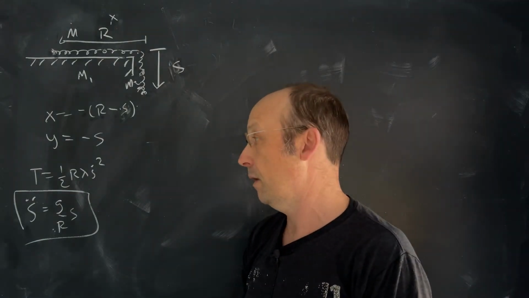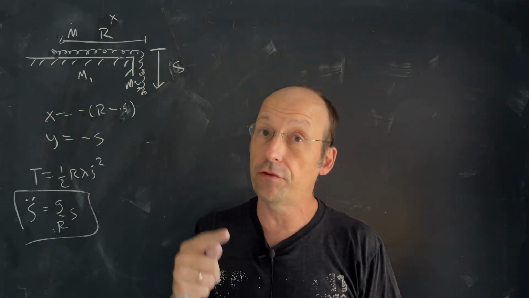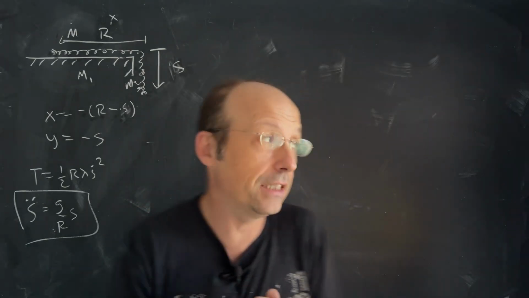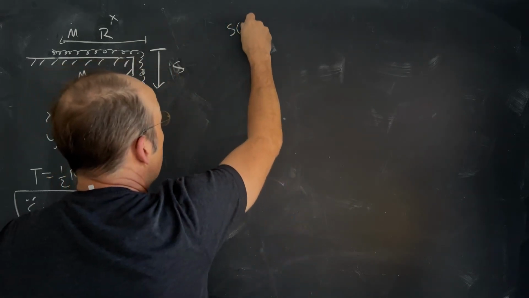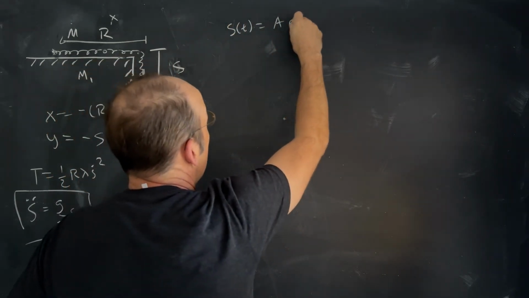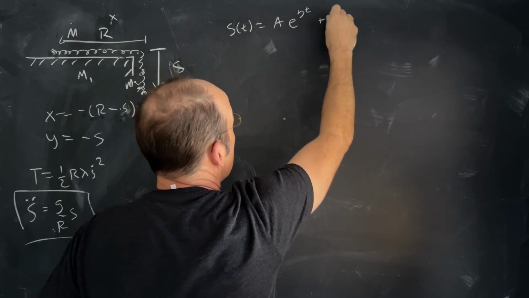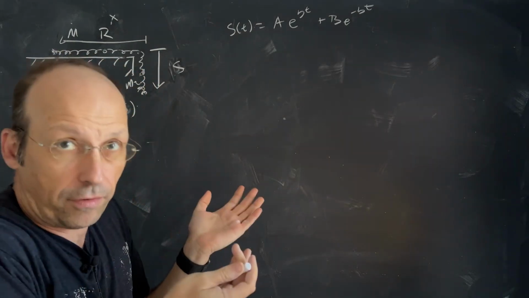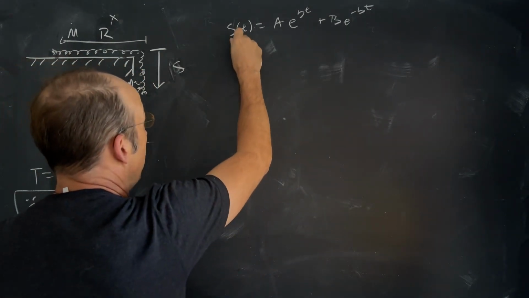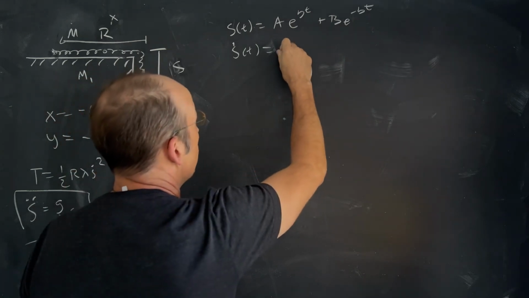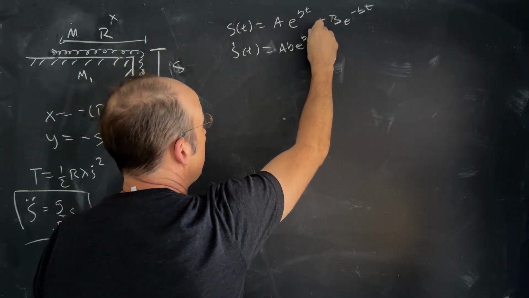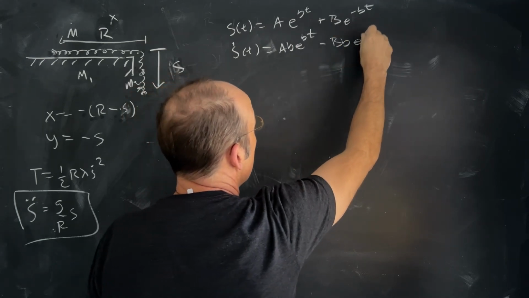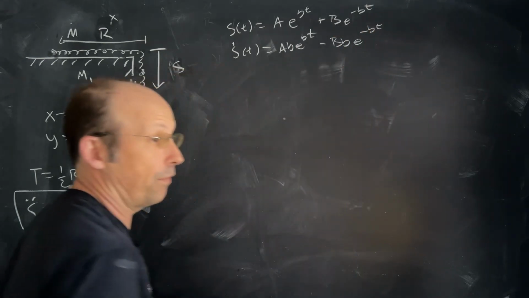There's another function where you take the derivative twice and you get the same thing back, and that's an exponential. So let's guess that s as a function of t is equal to a e to the bt plus capital B e to the negative bt. Now let's take the derivatives and see if it works. s dot as a function of t is going to be equal to a b e to the bt minus capital B b e to the negative bt. That little b is just a constant, and we'll find that out in a second.